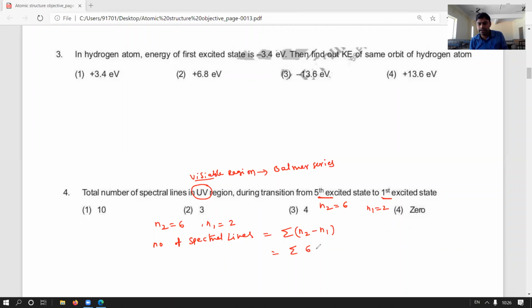Then sigma of 6 minus 2 is equal to sigma 4. Sigma 4 means 4 plus 3 plus 2 plus 1. What is the value, ma? 4 plus 3 is 7, 7 plus 3 is 10. So a total of 10 lines are present. 10 spectral lines are possible for transitions from the sixth energy level to the second energy level. All those transitions belong to the visible region, which is nothing but the Balmer series. So like that the question was changed, and the answer is 10.